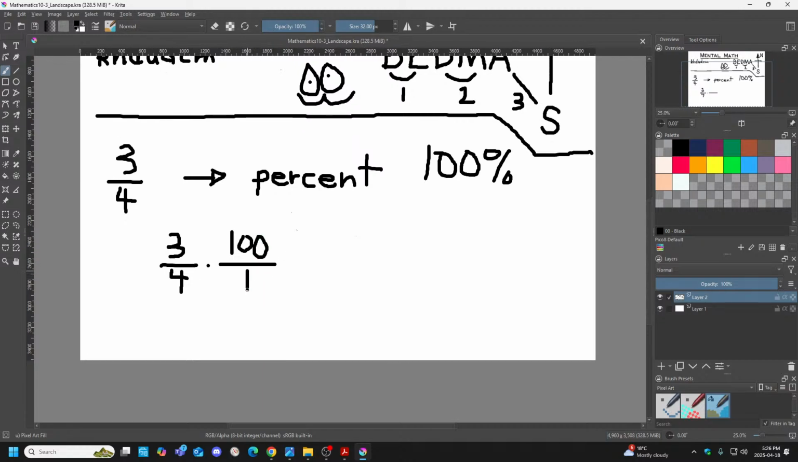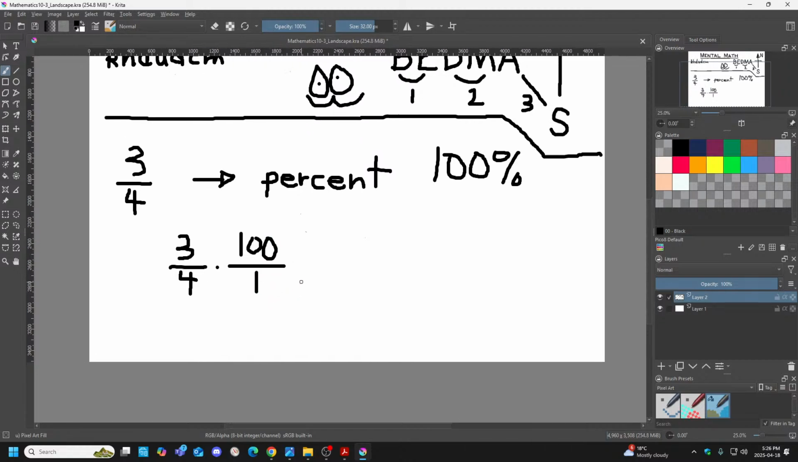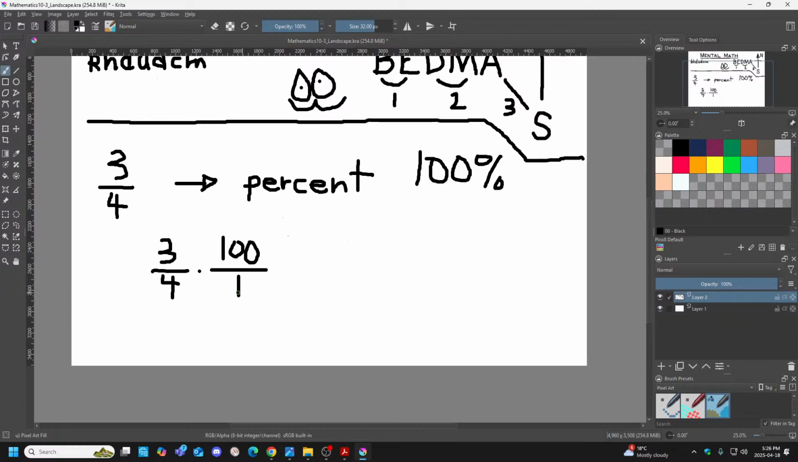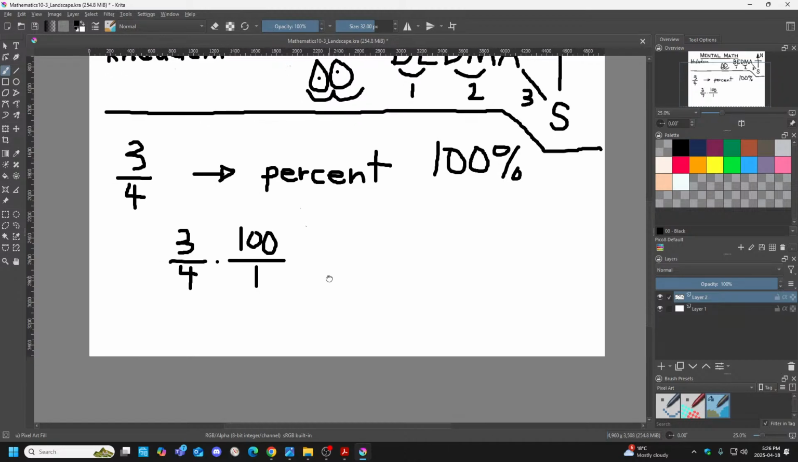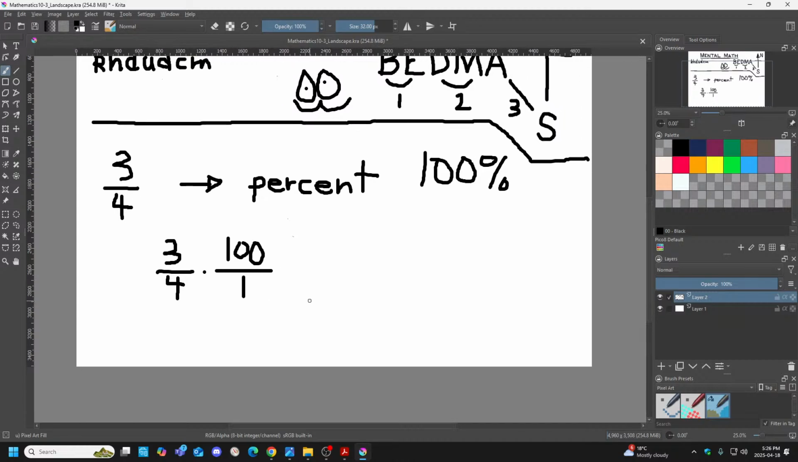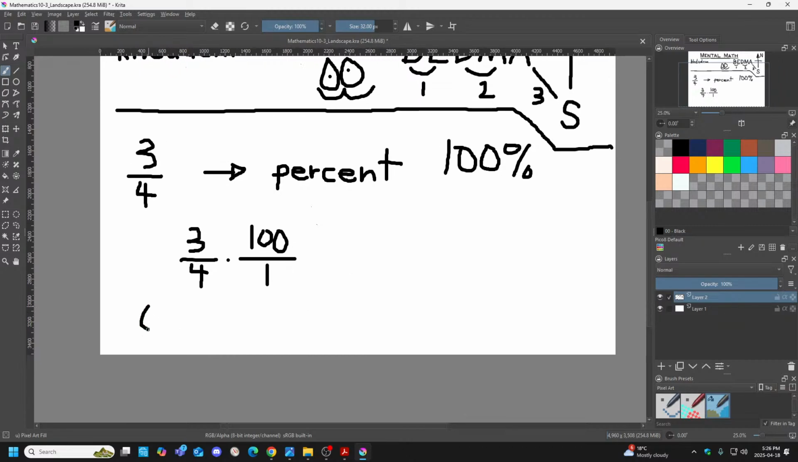Okay, and then that means 100 over 1, right? So what I'm going to do is called reduce. I want to make the denominator equal to 1, on this side especially. So I want to take as much meat off the bone. What's that piece of meat? Well, that piece of meat is 4, because I know 4 goes into 4, and 4 goes into 100.